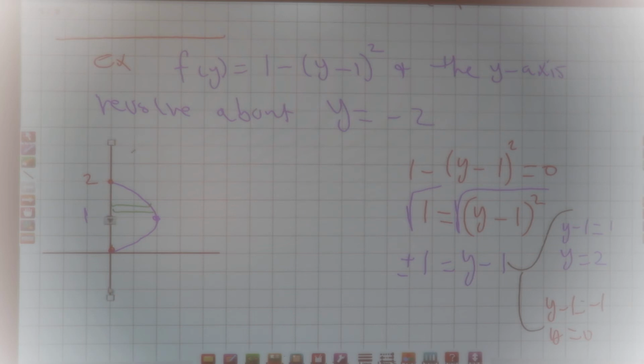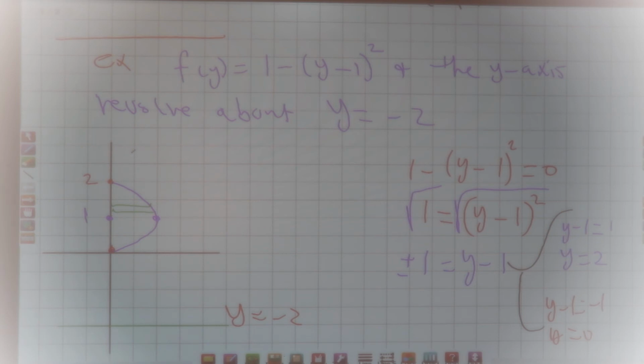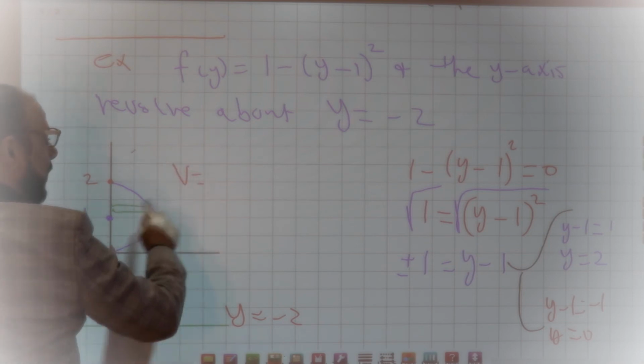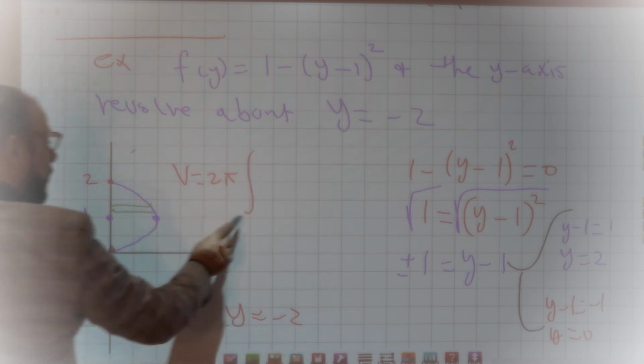Let me just extend this a little bit. The line y equals negative 2 is here. I'm going to revolve this guy about this troublemaker line, y equals negative 2. Now the limits are 0 and 2. Then to integrate the volume, I'm going to set up 2 pi integral from 0 to 2.